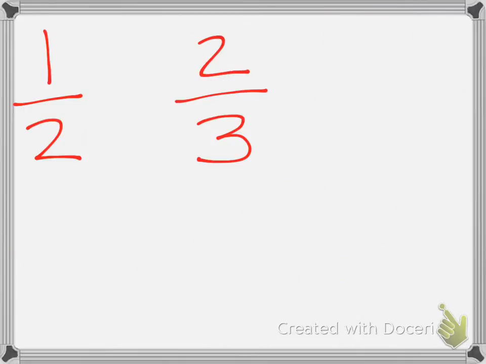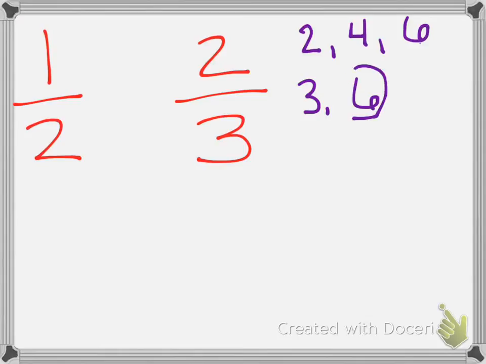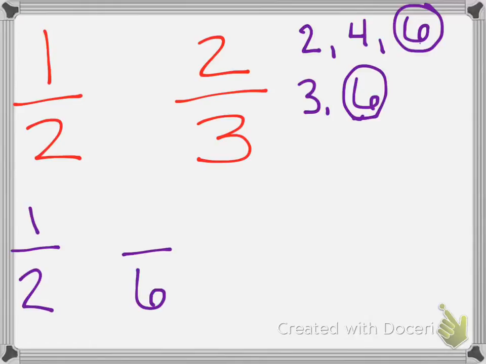My next example is 1/2 and 2/3. List my multiples for 2. Keeping 3 in my head, I'm like, oh yeah, I know that if I list my multiples for 3, 6 would be a common multiple. So I take my 1/2, I want it to be 6ths. How do I get from 2 to 6? Multiply by 3. Do it to the denominator, do it to the numerator. 1 times 3 is 3.